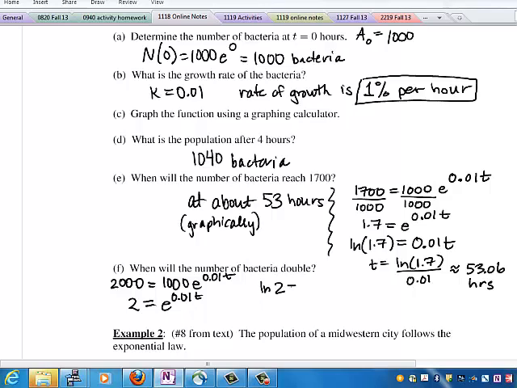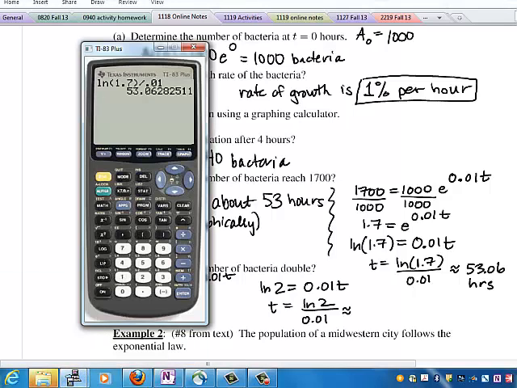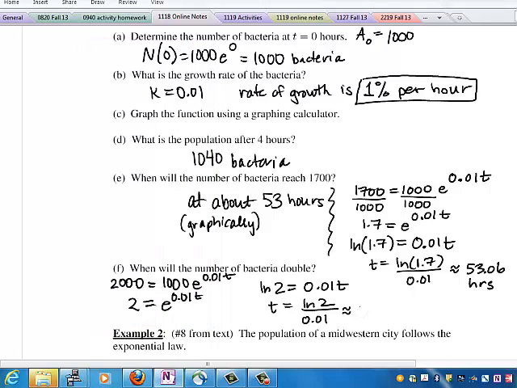That means the natural log of 2 would be 0.01t. So t would be the natural log of 2 divided by 0.01. And we're expecting more than 53 hours because it took 53 hours to get to 1700. So let's make sure that that's true. Natural log of 2 divided by 0.01. About 69.3 hours.